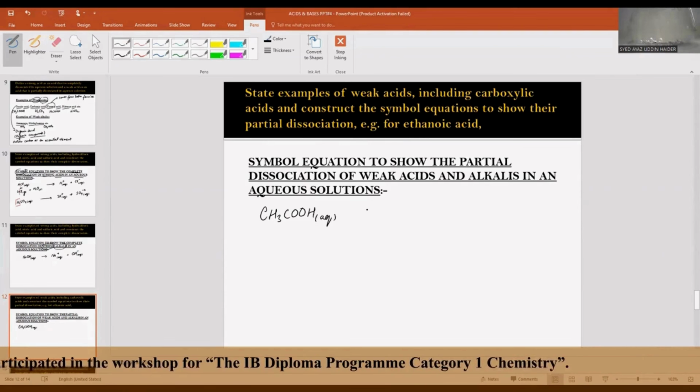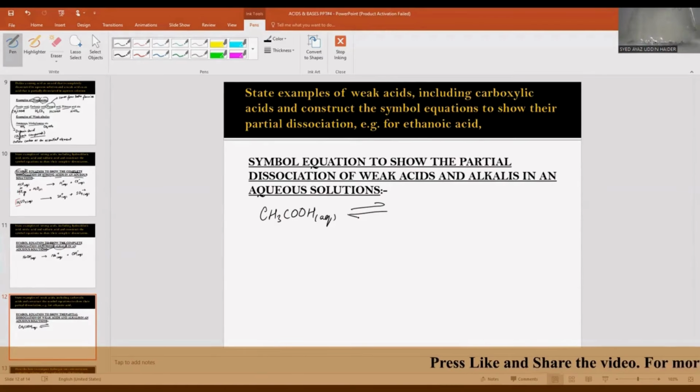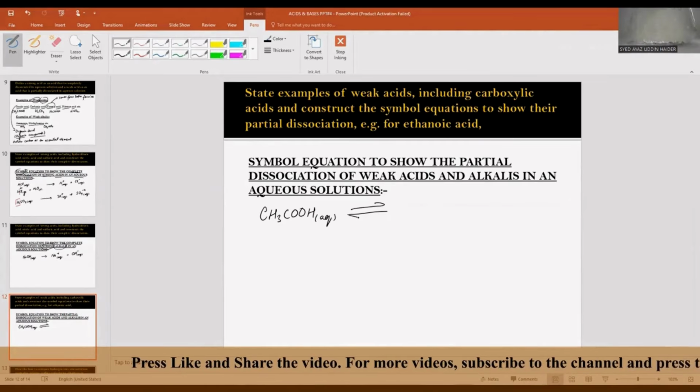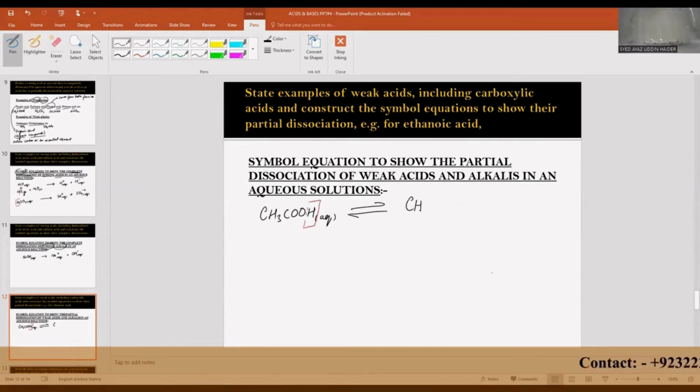Now in this case, you have to show a reversible sign because the ions rejoin or recombine to give the molecule of acid. And in case of acid, the dissociation will be from this side for organic acid. And you will get what? You will get CH3COO minus aqueous plus H positive aqueous.